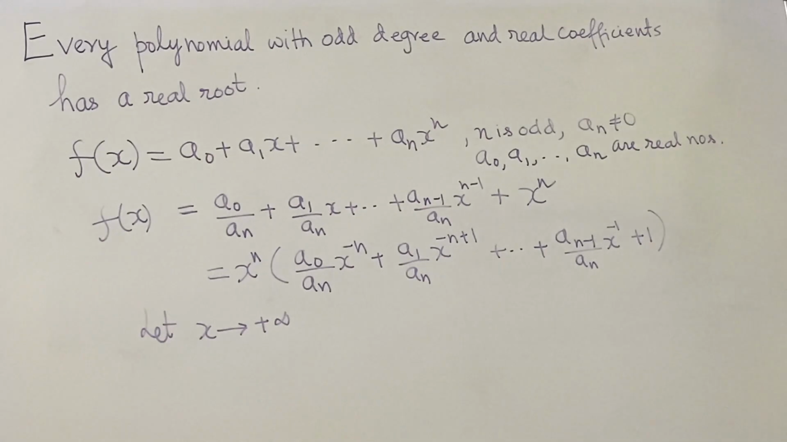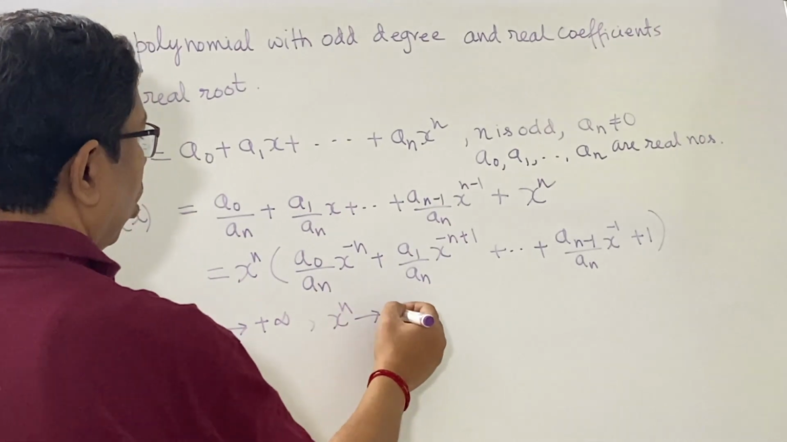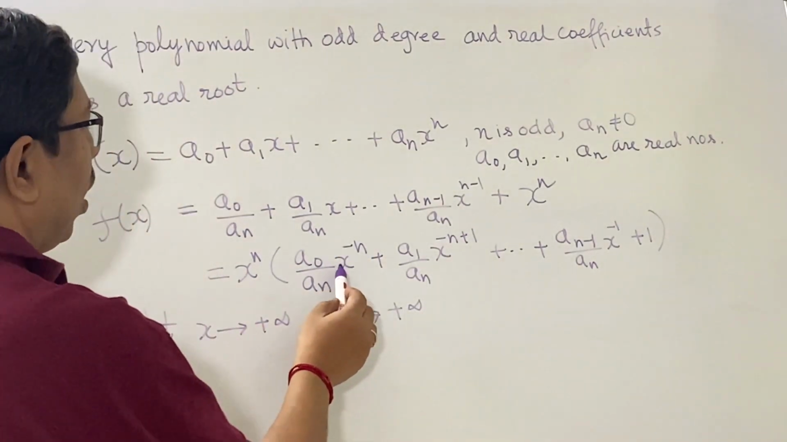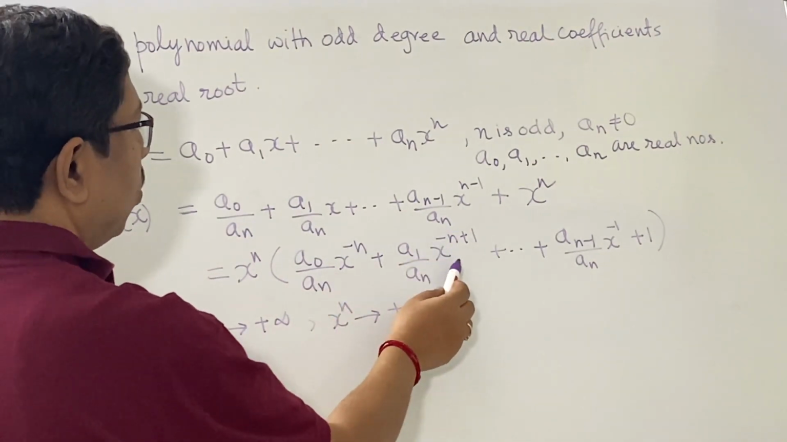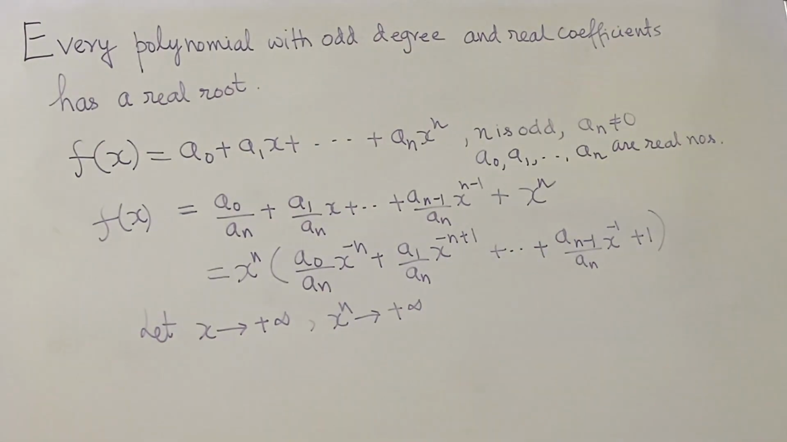So we make x very large, and in that case x to the power n goes to plus infinity. And observe that all these are 1 by x to the power n, 1 by x to the power n minus 1, etc., 1 by x. So x is in the denominator. So as x goes to plus infinity, all these terms go to 0.